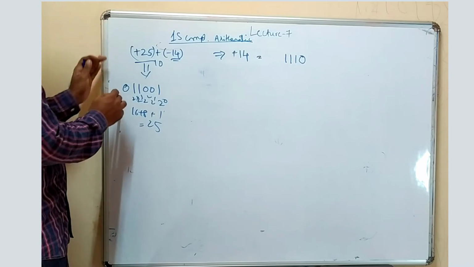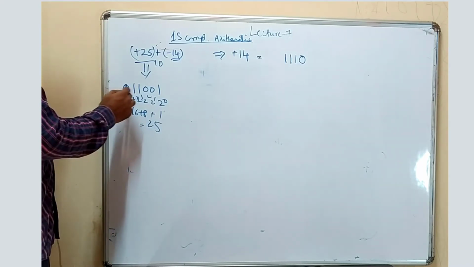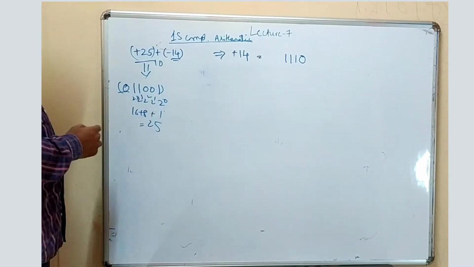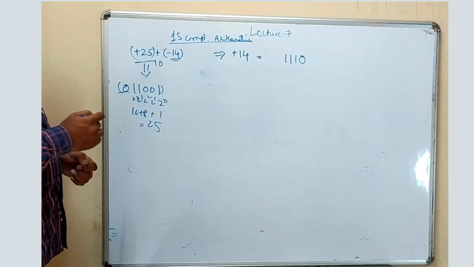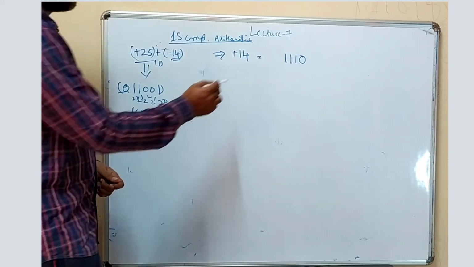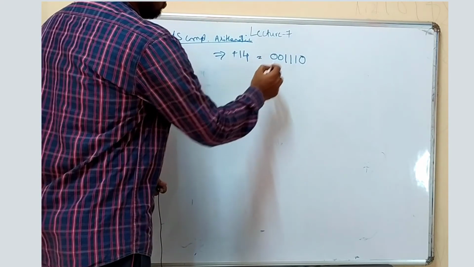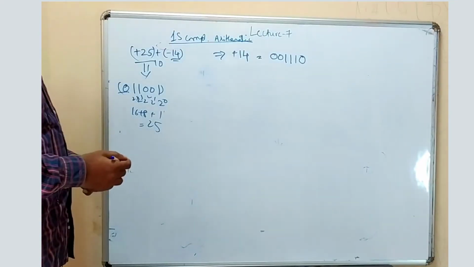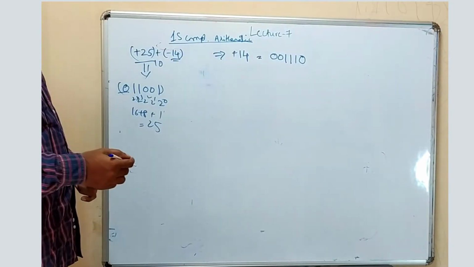So here you get this sign bit. If you look at it, it has a total of 6 bits. So we should also write 14 in 6 bits. That means you are going to add 2 extra zeros here. These extra 2 zeros represent only the sign bits. That means it is a positive 14.